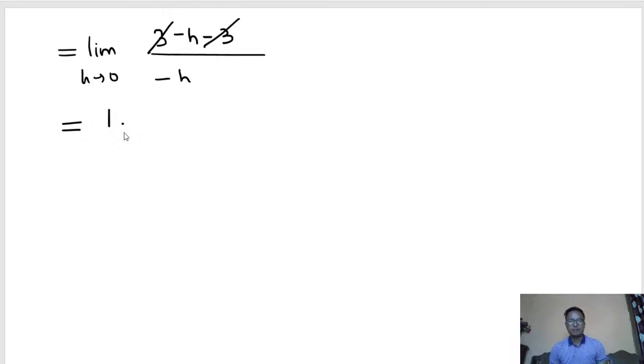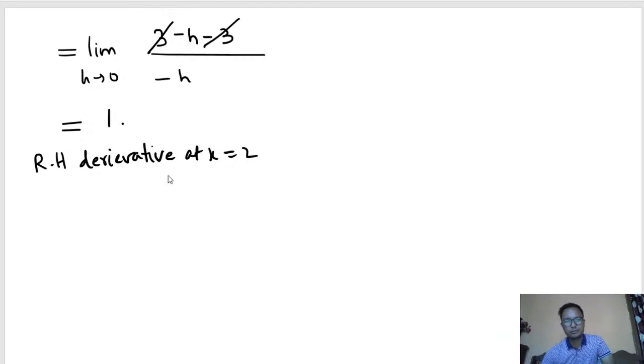See now, left hand derivative. Now right hand derivative. Right hand derivative at x equal to 2. And what is the formula? So it will be limit h tends to 0 of f of 2 plus h. So it will be how much? 2 plus h. Okay, any query?